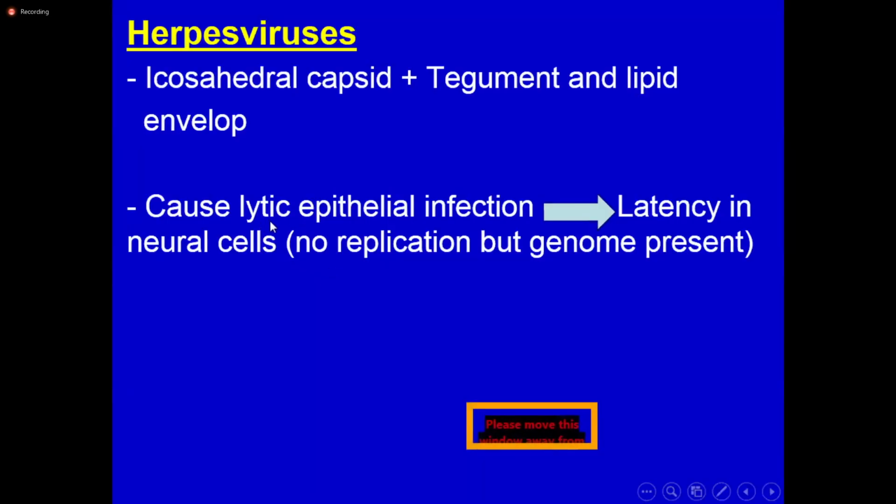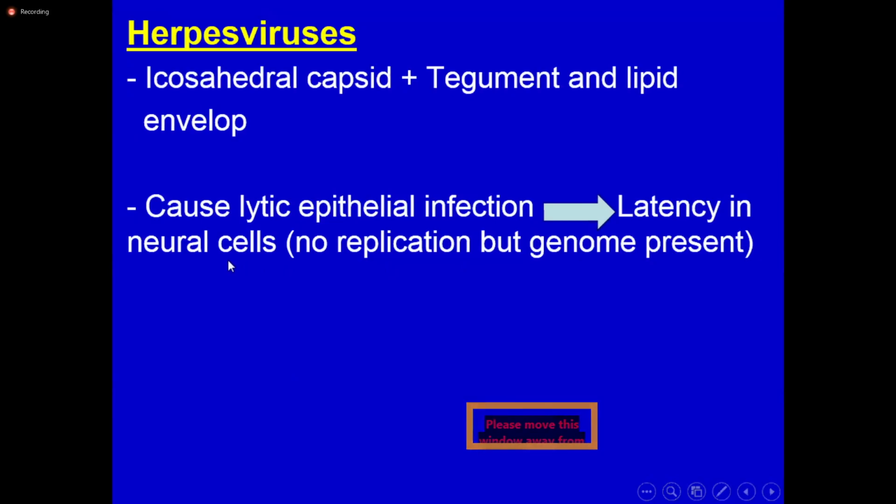These viruses can cause lytic changes in epithelial cells when infected, lysis of epithelial cells. And these viruses also have the characteristic of latency in neural cells. From the epithelial cells, they go to neural cells. What is the meaning of latency? They go there and sleep, in neural cells, with no replication. But the genome of the virus is still present in the neural cell.